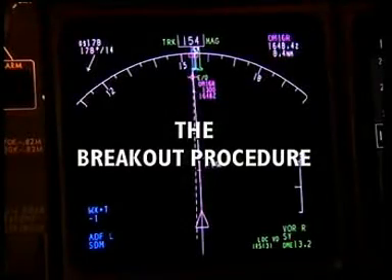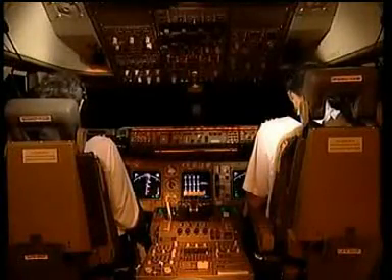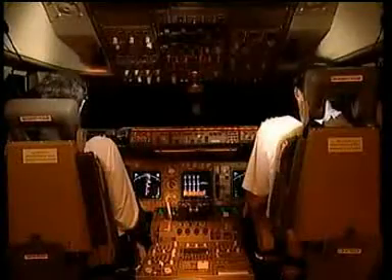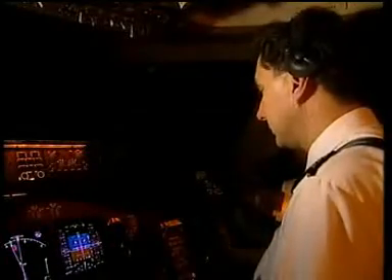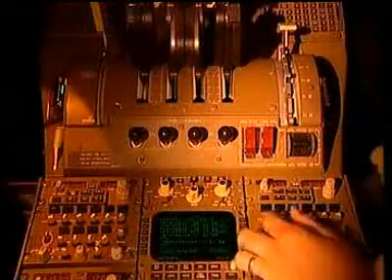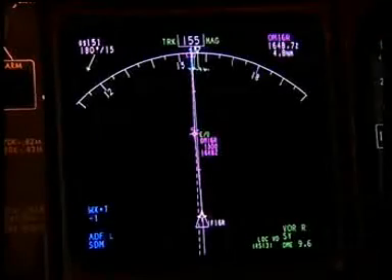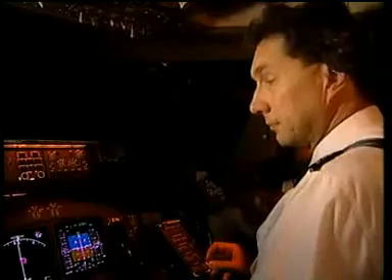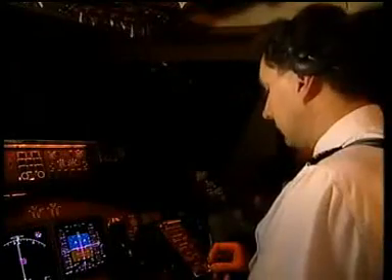Oscar Juliet Alpha cleared for ILS PRM approach runway 16 right. Call tower 120.5. ILS PRM approach 16 right. 120.5. Oscar Juliet Alpha. Okay, monitor the PRM frequency. Volumes the same. All completed. Landing checklist. Go ahead. Speed brake. Arm. Landing gear. Down. Flaps. 25. Landing checklist complete.